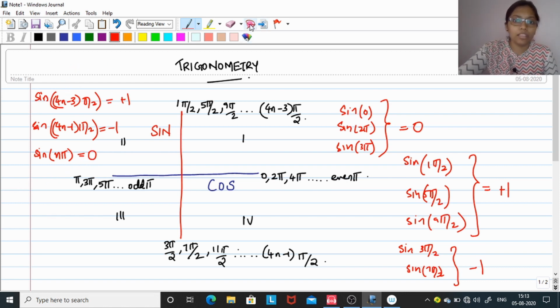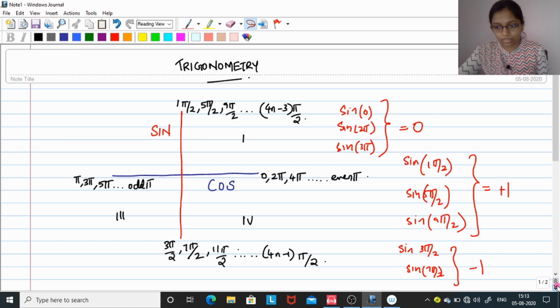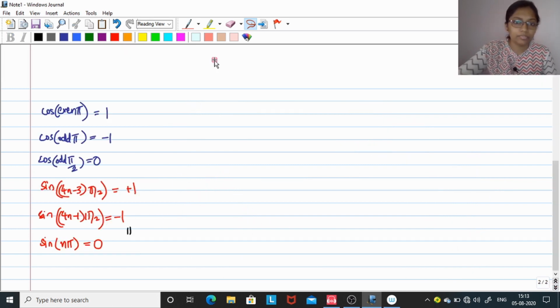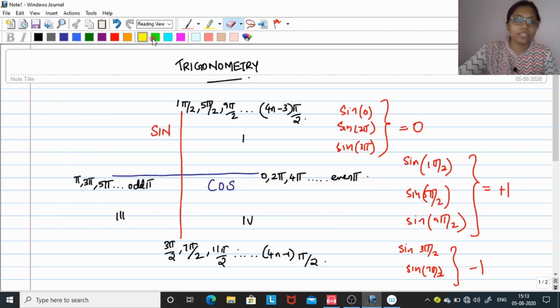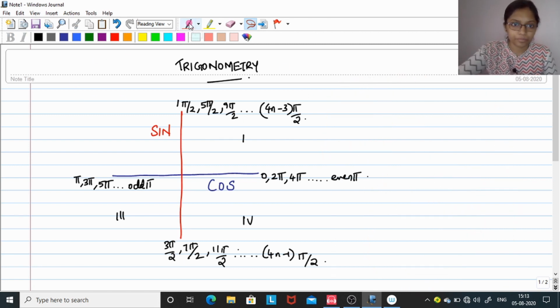So let me cut and paste these two also, because these are the conclusion side, we will have this. Okay, now let me give some problems for you. What is sine 50 pi? Sine any pi is 0, so sine 50 pi is 0, good.